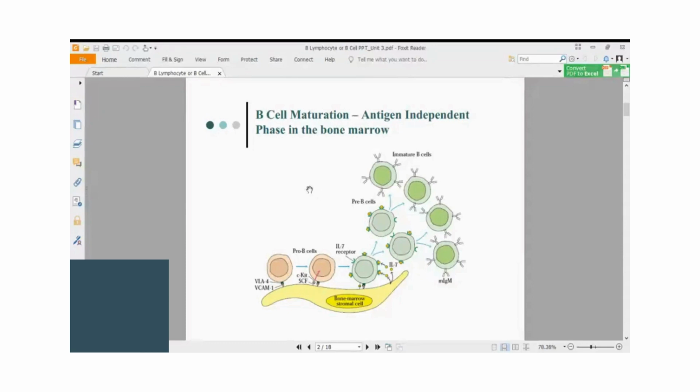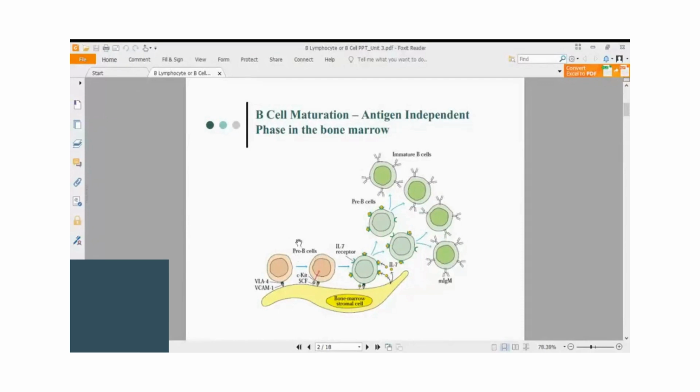And once they remain in bone marrow after their origin, they are called pro-B cells. Pro stands for progenitor B cells. The pro-B cells, which are remaining in the bone marrow microenvironment, go through two different processes in their maturation. One, the antigen independent phase of maturation, then the antigen dependent phase. The antigen independent phase of maturation will have pro-B cells.